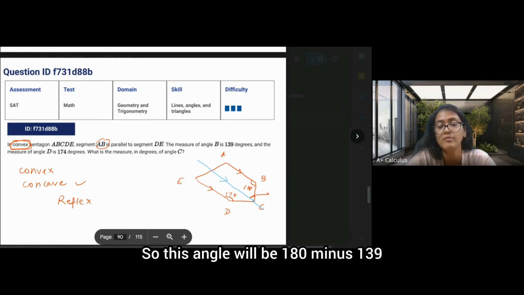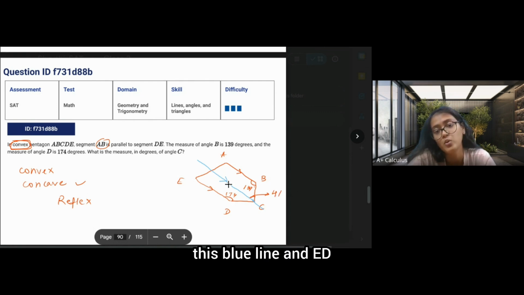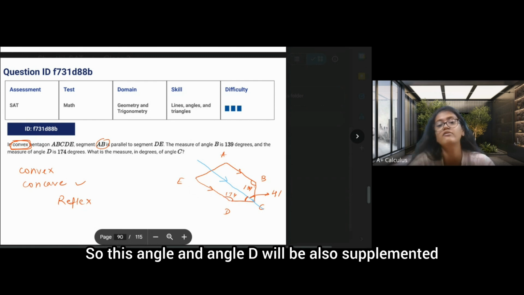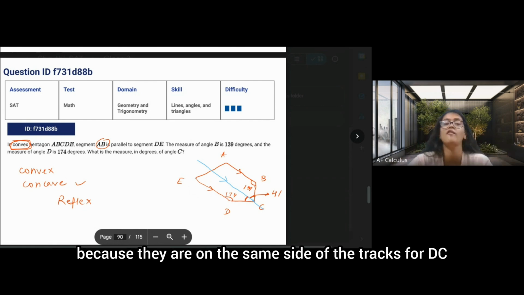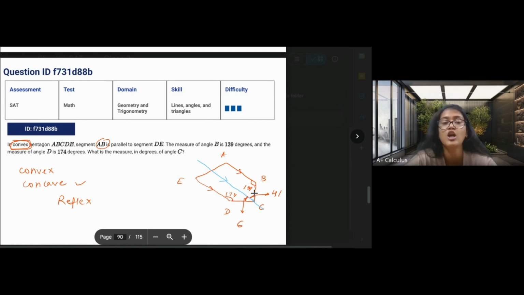So this angle will be 180 minus 139. Okay, so that will be 41. And similarly, this blue line and ED, they are parallel to each other. So this angle and angle D will also be supplementary because they are on the same side of the transversal DC. So this angle will be 180 minus 174. So that is 6. So now your angle C will be 41 plus 6. That is 47 degrees. So the answer is 47.